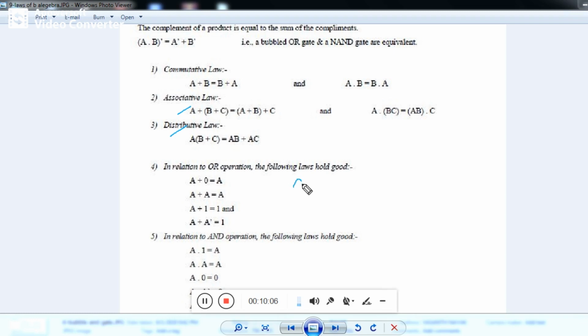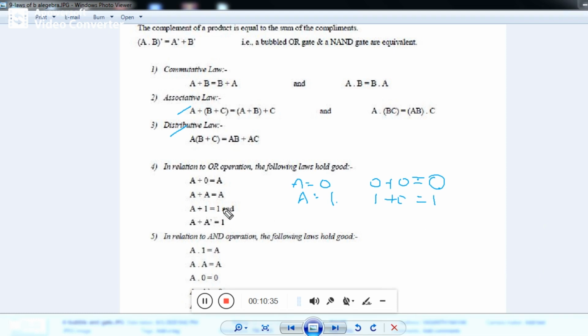You take a is equal to 0. Now if you put 0 plus 0, you will get 0. What is the value of a? 0. That is a. Now you take a is equal to 1. At that time, 1 plus 0 is equal to 1. That is nothing but a. Clear?